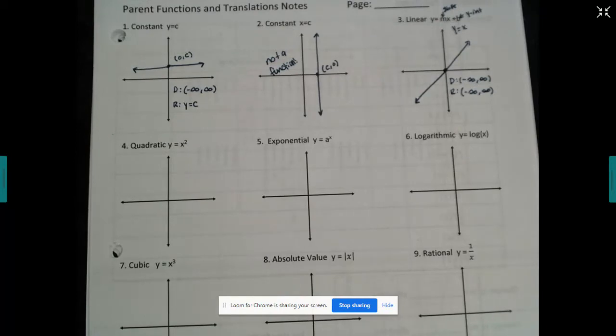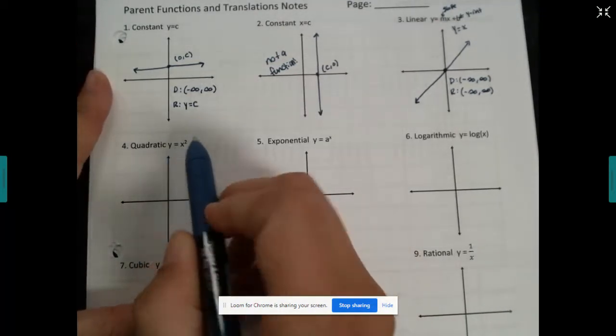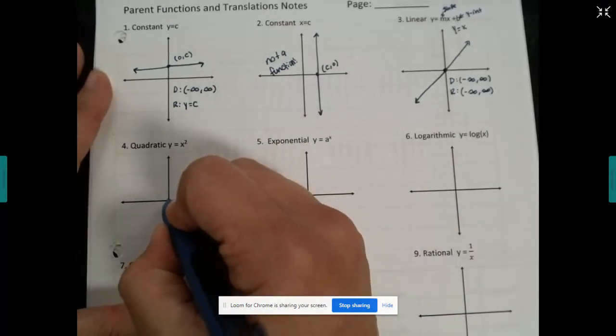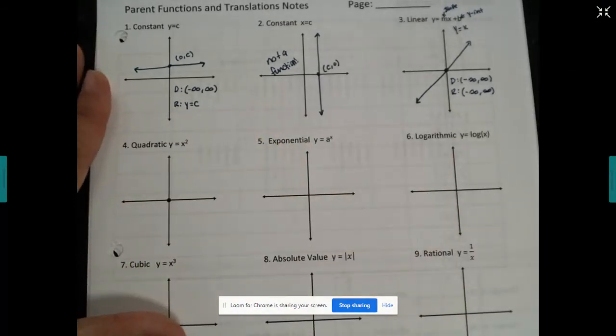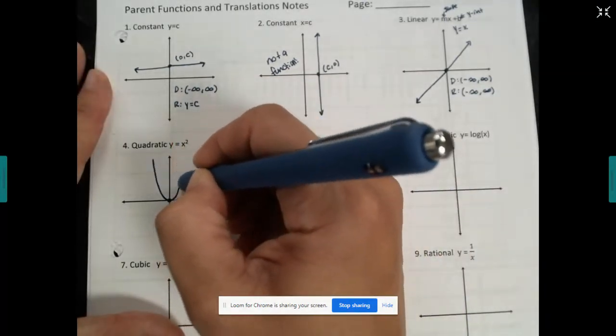So with quadratic, those are the ones that we looked at last week when we played the game. So the parent function is just y equals x squared. And it crosses through 0, 0. Remember that point is called the vertex. And then it makes our little u into a parabola.